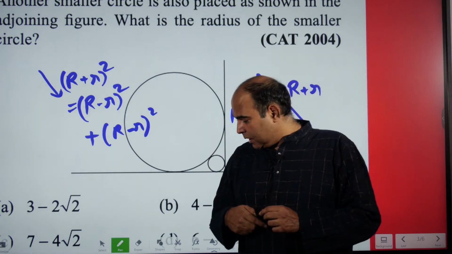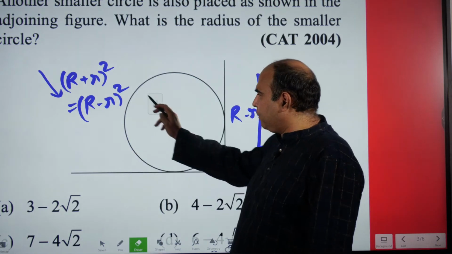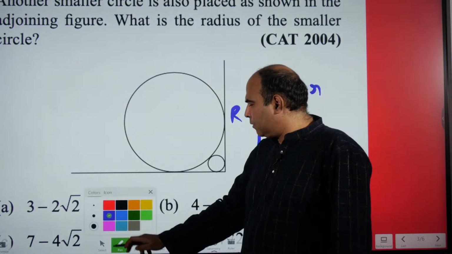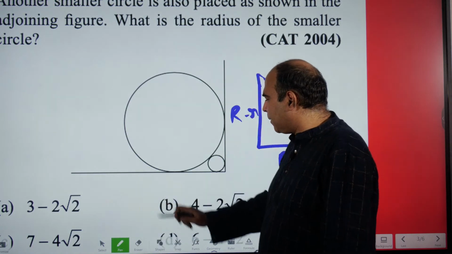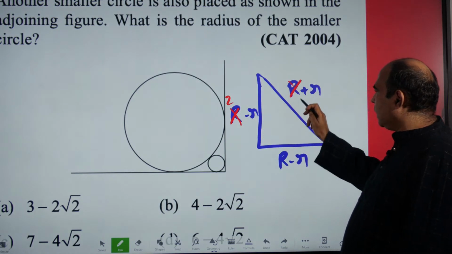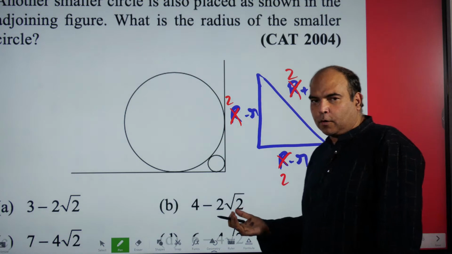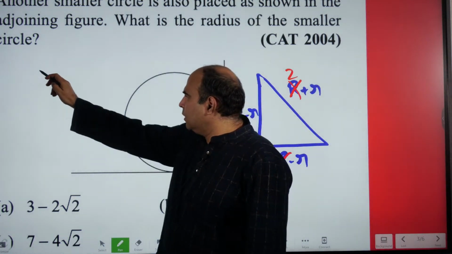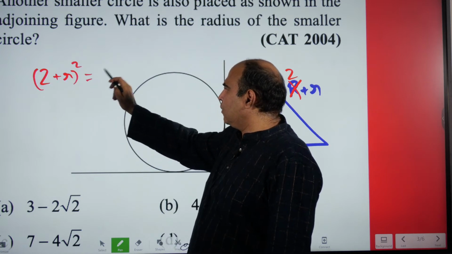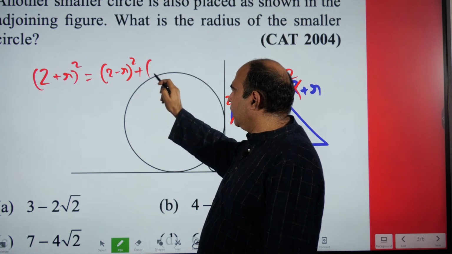करके देख लेना इसको, वो standard approach है. इस question में the only difference is कि यहाँ पे what they have done is they have given you the value of capital R as 2. So we are not dealing with R minus r, we are dealing with 2 plus r and 2 minus r here. So if you want to find small r, the simple process is (2 plus r) whole square is equal to (2 minus r) whole square plus (2 minus r) whole square.